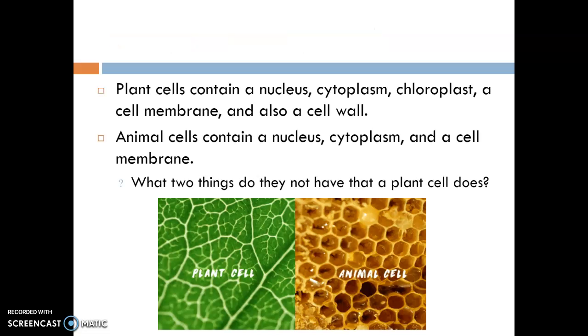So, plant cells contain a nucleus, cytoplasm, chloroplast, a cell membrane, and also a cell wall. Animal cells contain a nucleus, cytoplasm, and a cell membrane. What 2 things do they not have that a plant cell does? So that's that question you're going to keep on seeing in this unit. What 2 organelles does a plant cell have that an animal cell does not? And that's just really a think about it question. You could add your answer underneath in the text box of your presentation. I won't take off points if you don't.